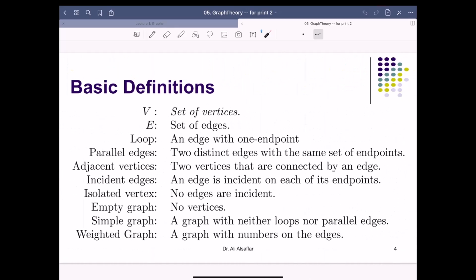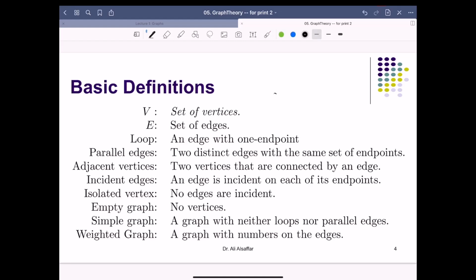Let us go over some basic definitions of graphs. V is defined as the set of vertices, E is defined as the set of edges. So now what is a loop? A loop is in fact an edge. It connects two vertices, but in fact it connects one vertex. If this is a vertex, then we have an edge that connects this vertex to itself. So it's called a loop.